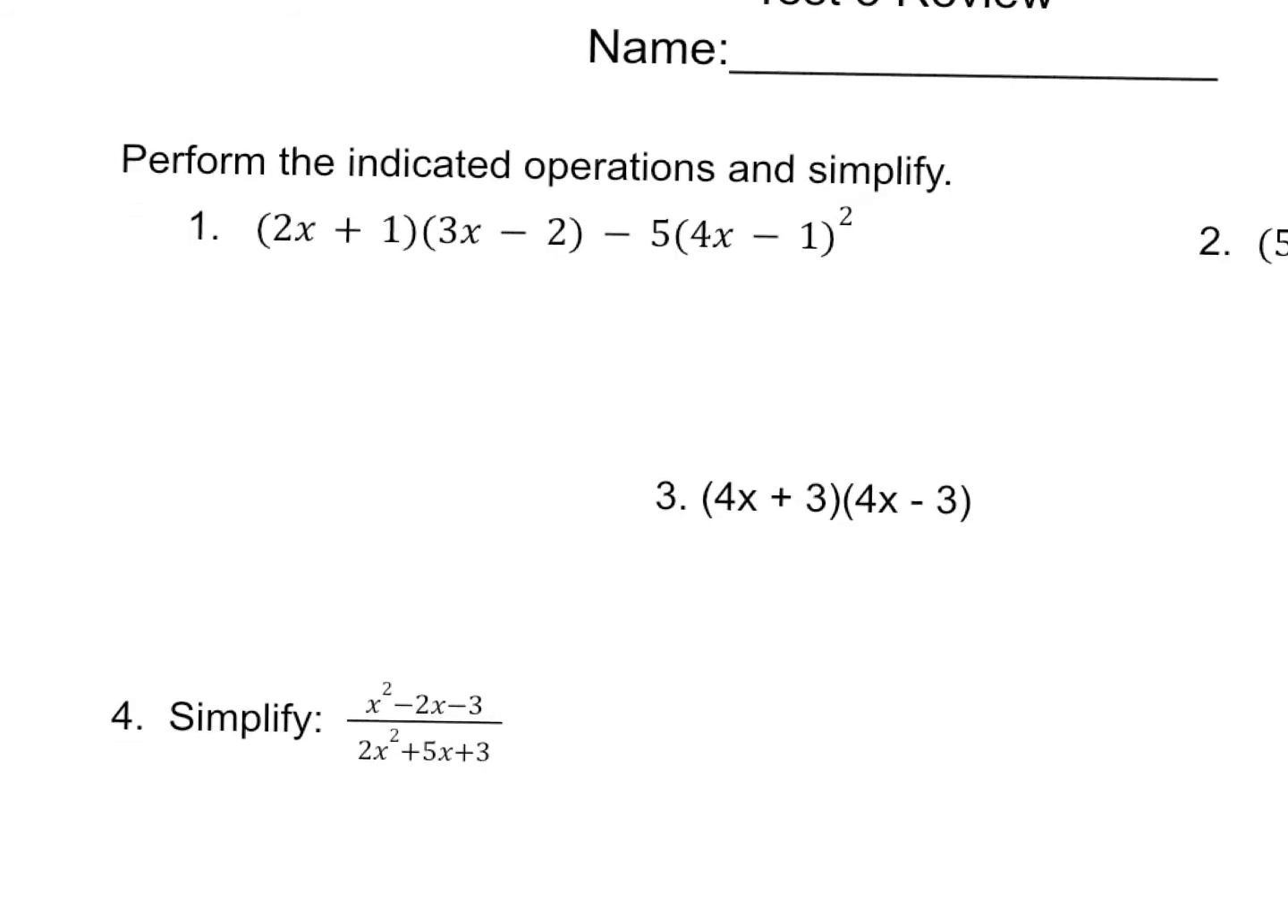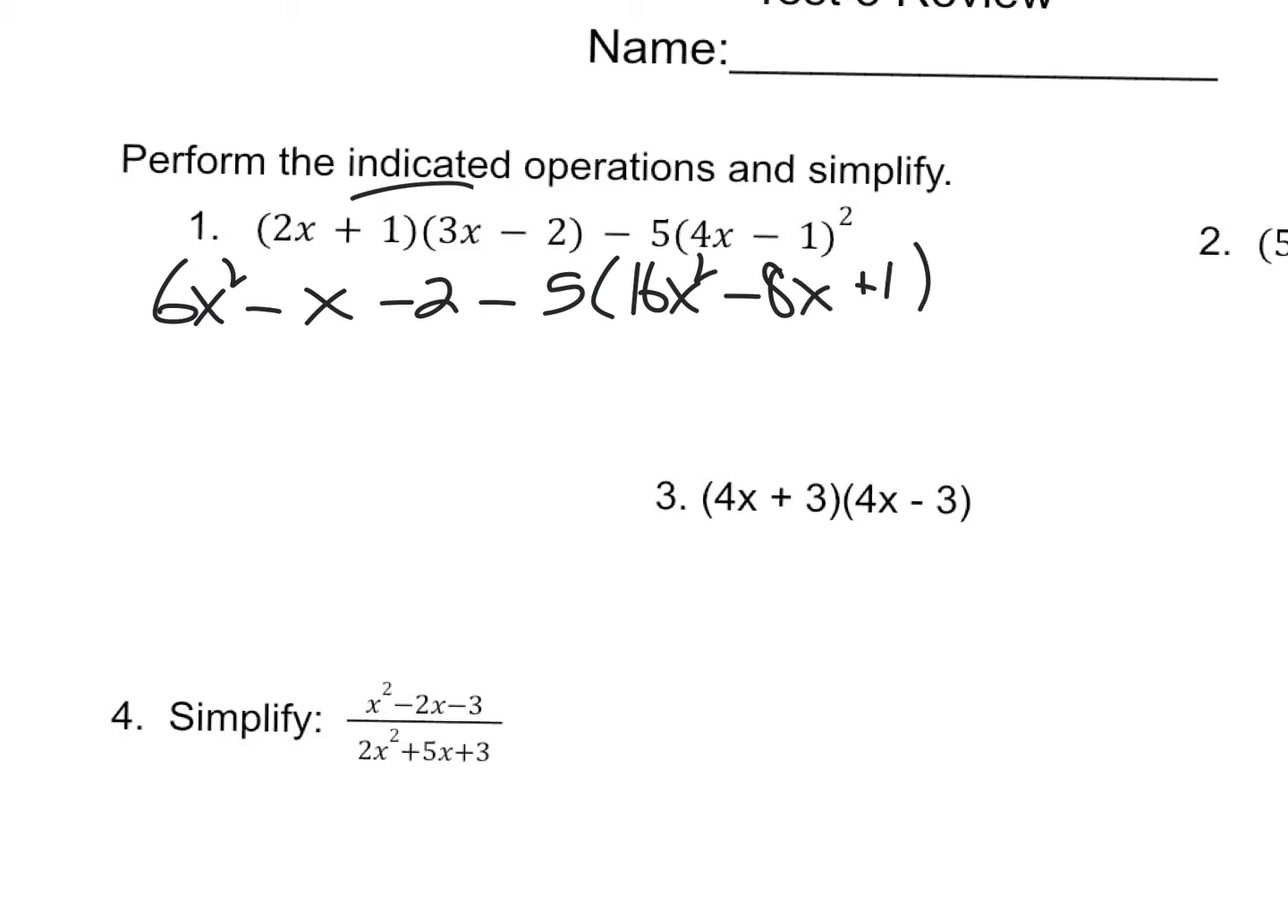Okay, number one, I'm going to start off with the first two terms doing FOIL. So I'm going to do them first. I'm going to do outer and inner at the same time in my head. And last is -2. The second part, I'm going to do square, multiply, double: square the 4x, multiply the 4 and a 1 and double it, make it -8x, and +1 when you square.